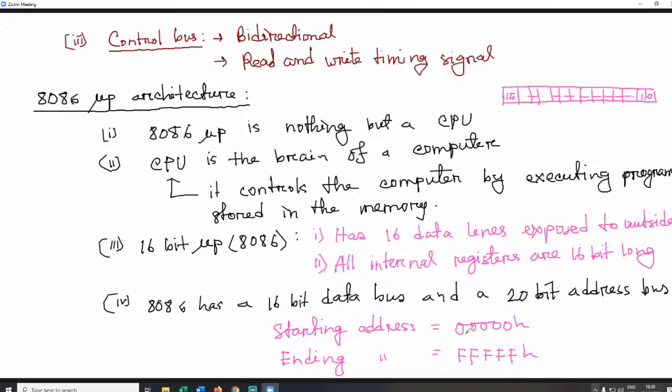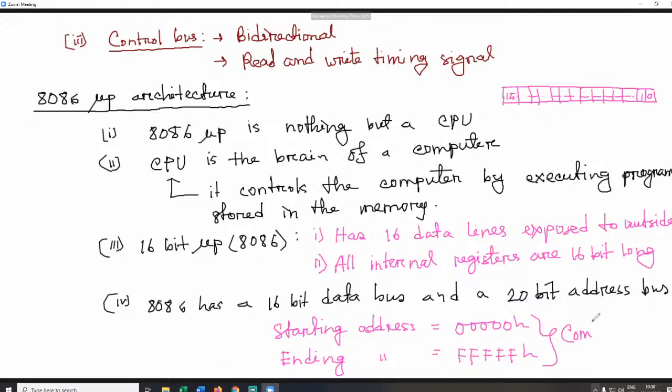So it has a 20-bit address bus. That's why the starting address is 50 hex and the ending address is 5F hex. Okay, that is the starting address and ending address. Now if you want to calculate how much internal memory there is, you have to look at how many addresses there are and apply the combination formula. If you apply the combination formula, you get the total internal memory of 8086.